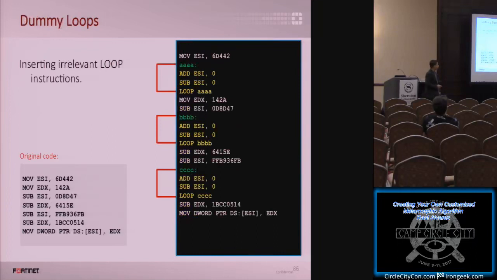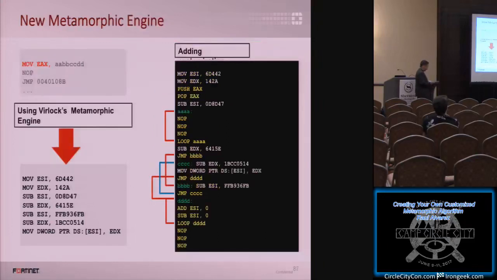Another is irrelevant loop instructions. If you put loop instructions in between the code like this, nothing is happening, but you make your code longer, and it still doesn't touch what the actual code is doing. Dummy loops. This particular code decrypts this using Virlock's metamorphic engine. What if we now add the NOPs, the garbage code, the dummy loops, and so on? This is what your malware looks like for the first 4 bytes. Or you can make it different every time. It's now hard to detect.